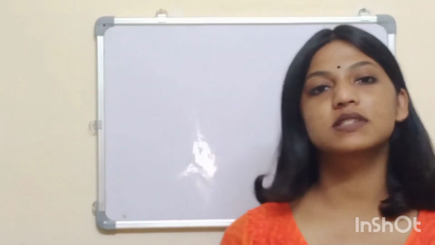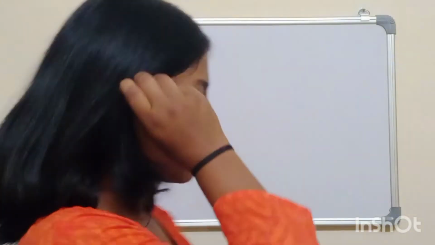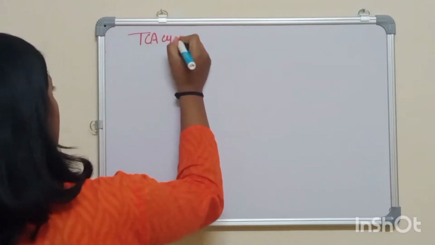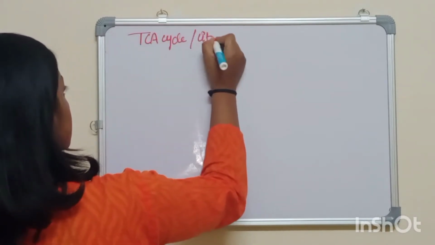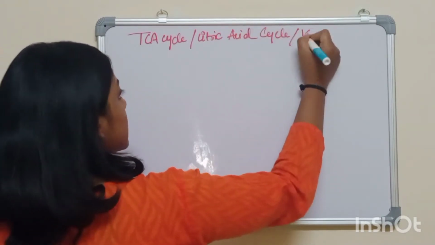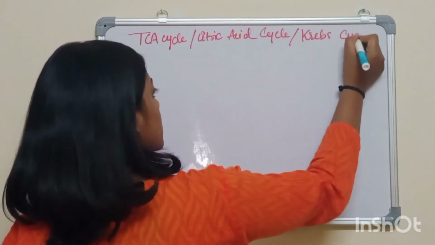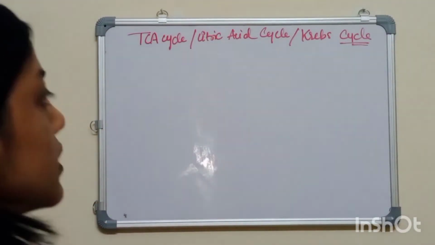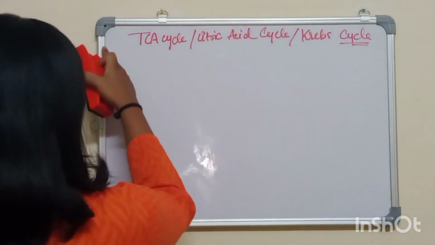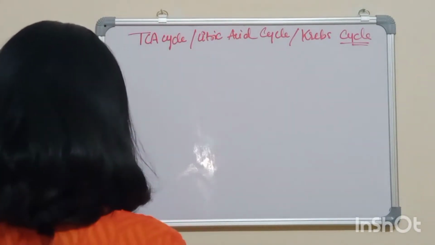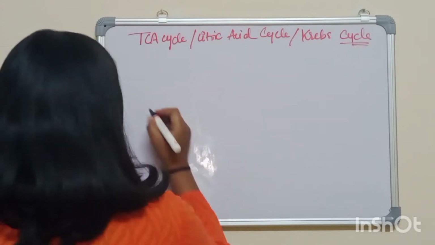Today we are going to discuss the TCA cycle, or the citric acid cycle. TCA cycle, or citric acid cycle, or Krebs cycle. These are the names that the cycle can be called. Now let's see what happens actually in this.